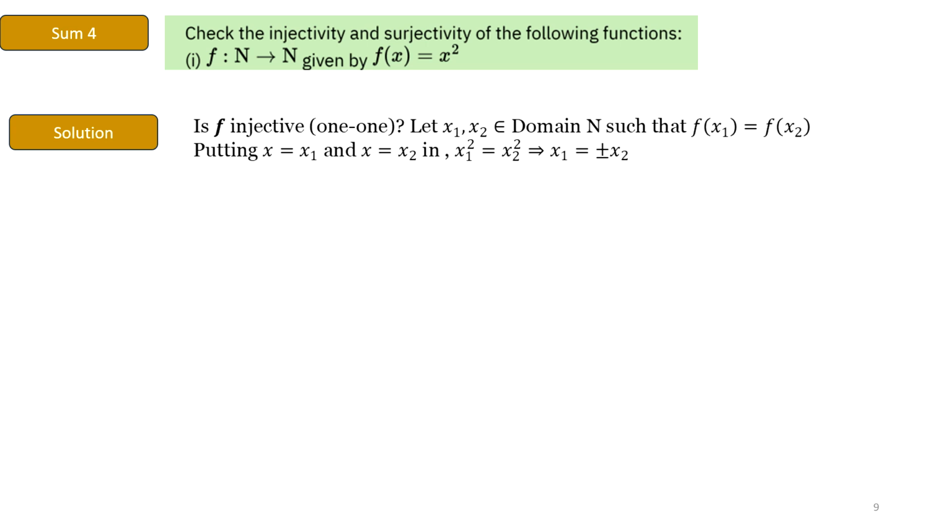To check for injectivity, consider f(x1) equal to f(x2). This implies x1² is equal to x2², or x1 equals plus or minus x2. Since x1, x2 are both natural numbers, we can ignore the negative sign, and hence x1 equals x2, which in turn proves f is one-one or injective.